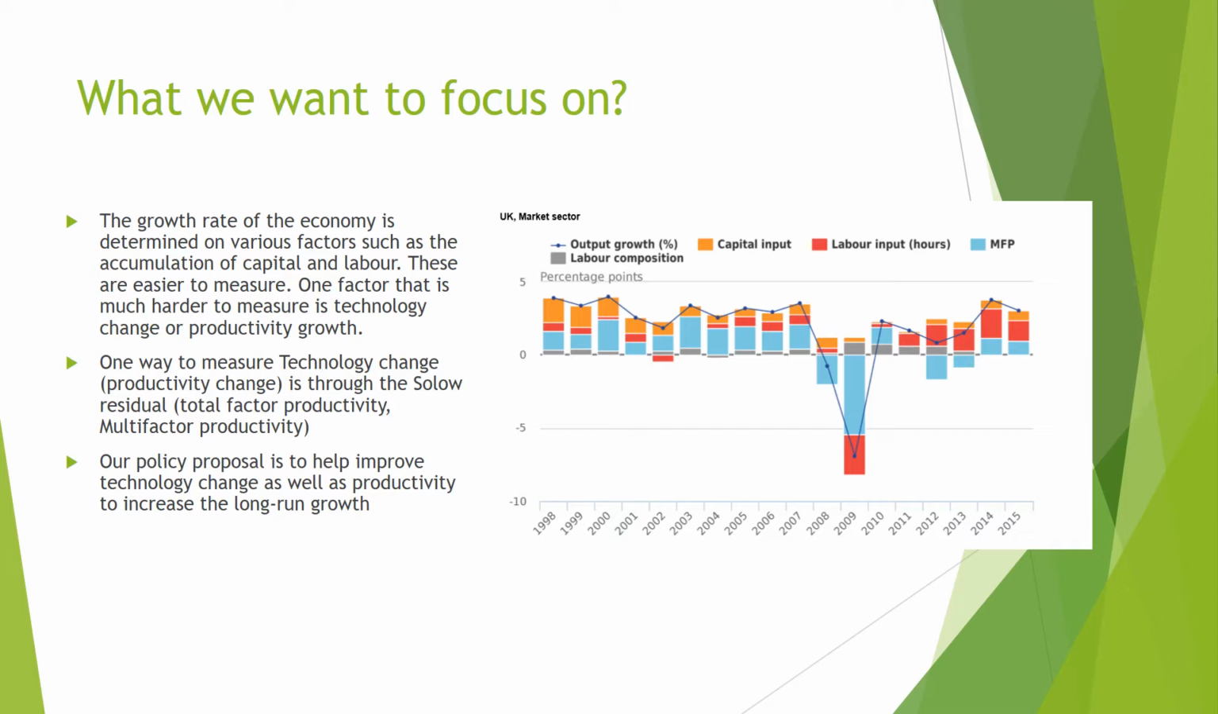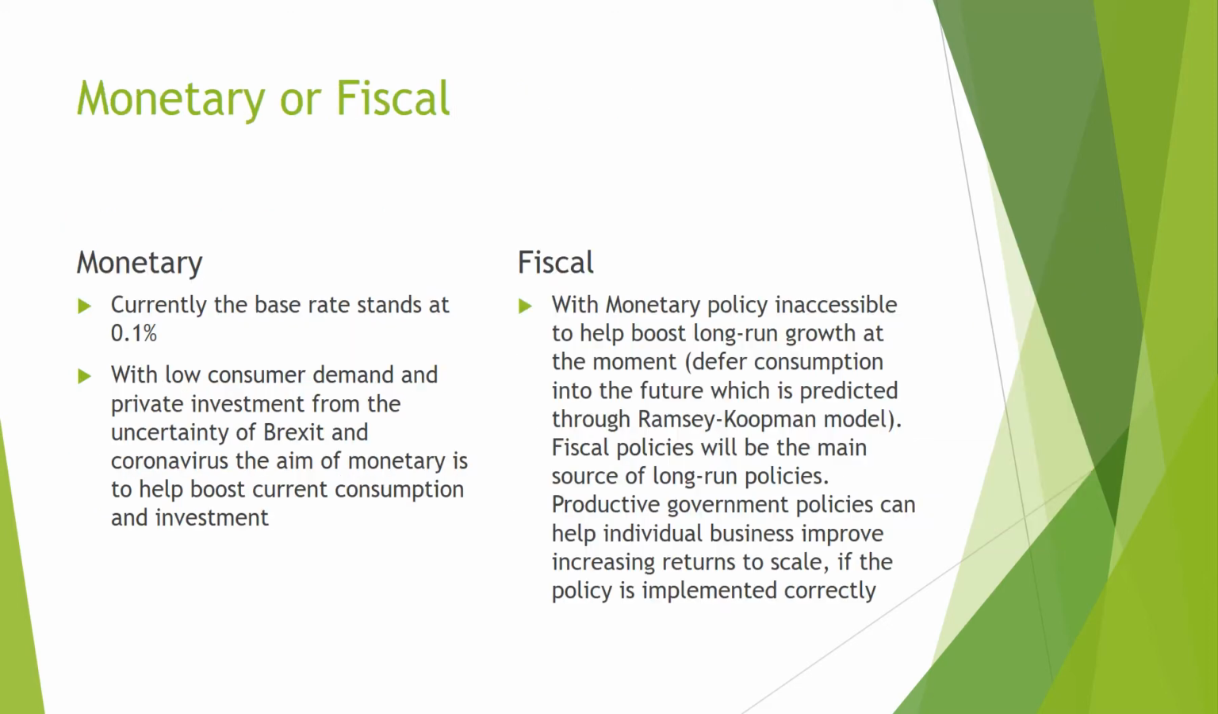So what this graph is showing is output growth and the breakdown of what contributes to that: capital, labour and the multi-factor productivity. As you can see, in the late 90s to early 2000s, multi-factor productivity accounted for about a third or just over a third of output, which is key in long-run growth.